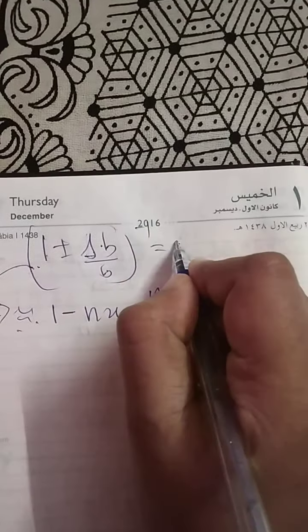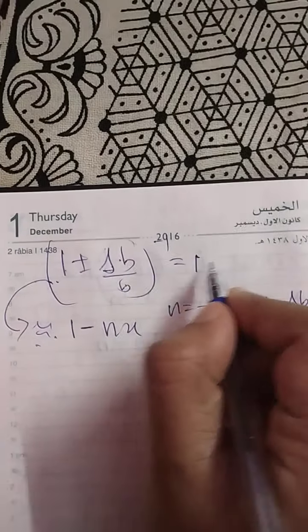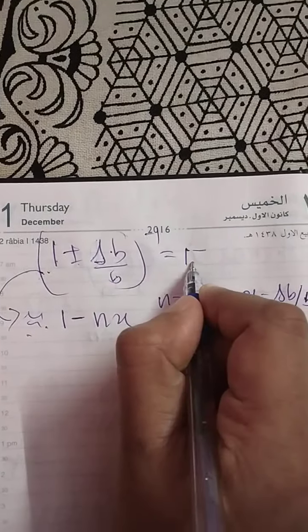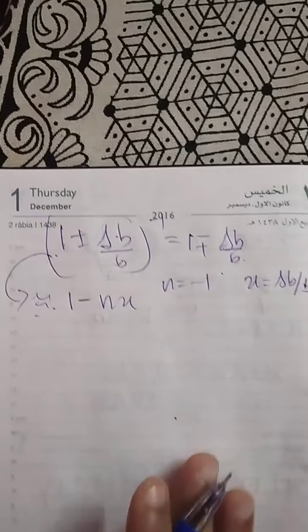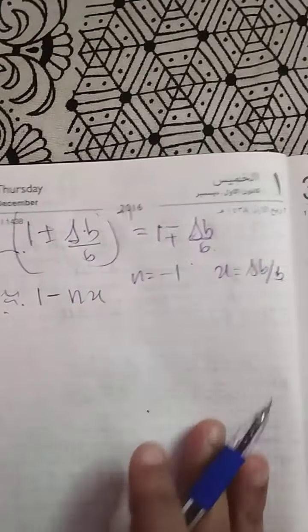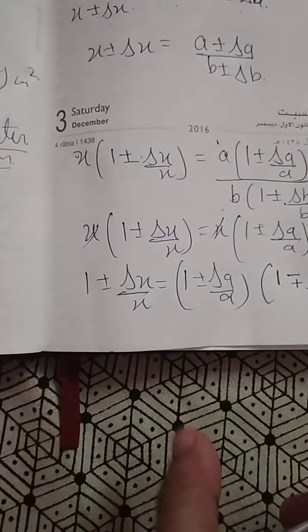If you do it, you will find 1. Look, minus is over here, so minus plus, that is minus, and minus minus plus. So delta b over b. That's why I write this bracket as 1 minus plus delta b over b.